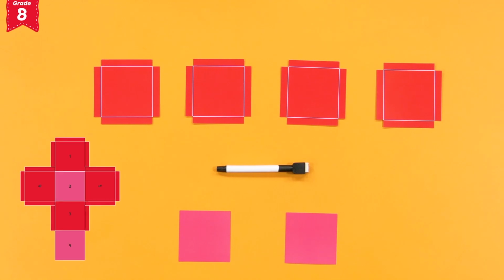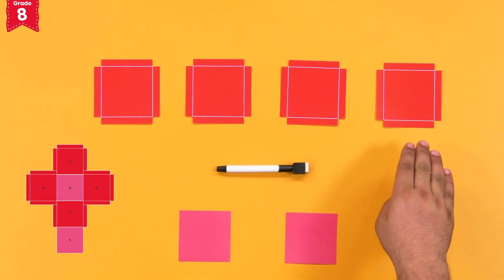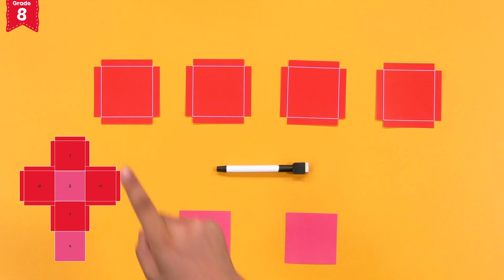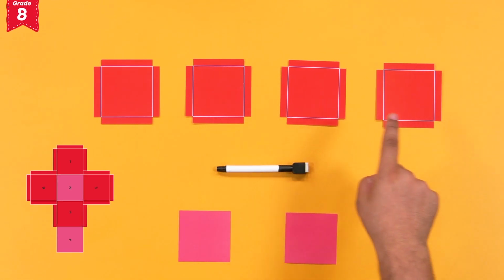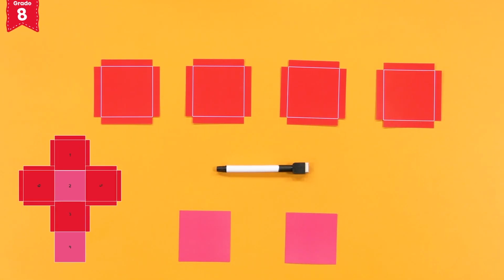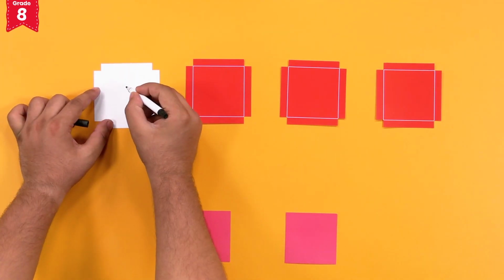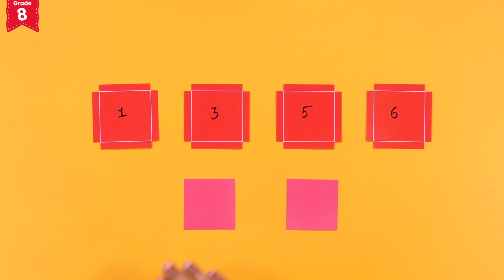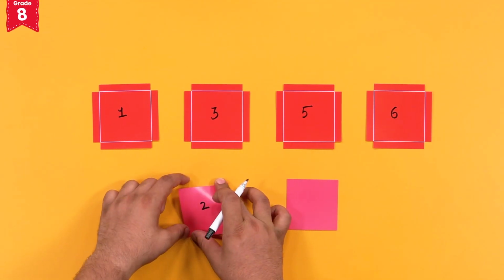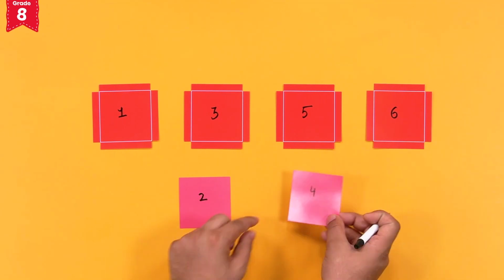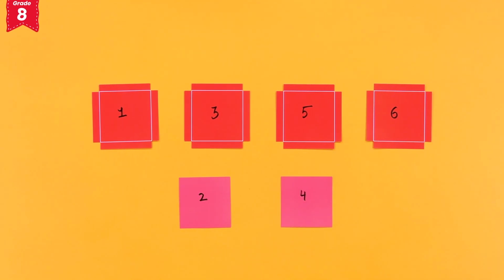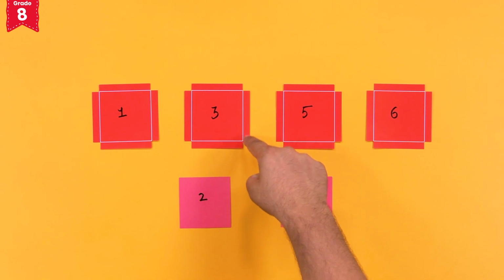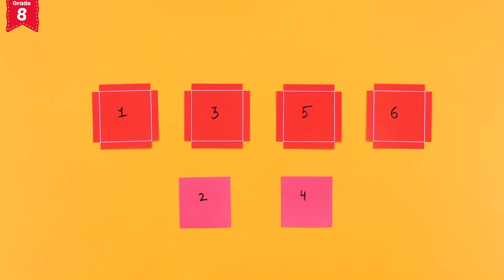Now place the square cards with flaps together and put the marking on them as 1, 3, 5 and 6 on both sides. And on square cards without flaps, put the marking on them as 2 and 4 on both sides. Fold the square cards with flaps along these lines drawn on them on both sides.